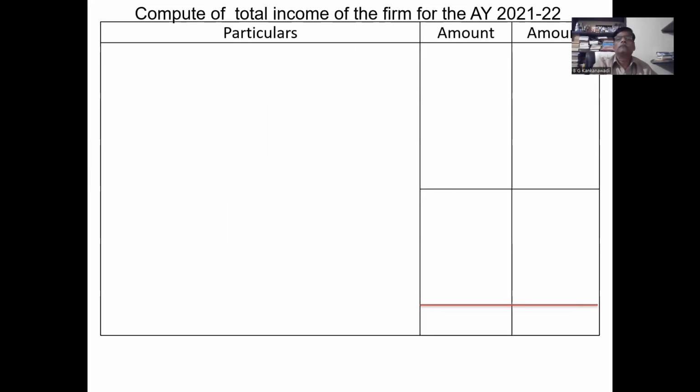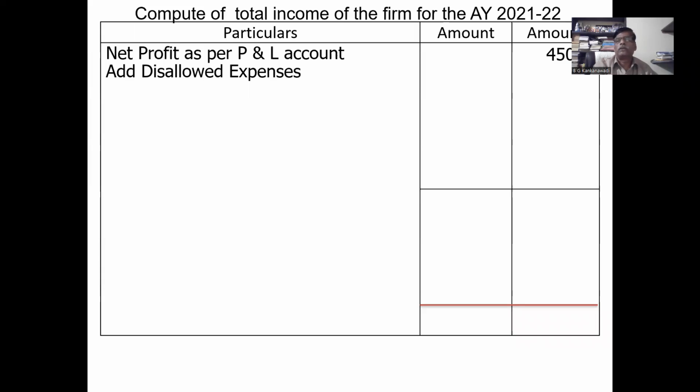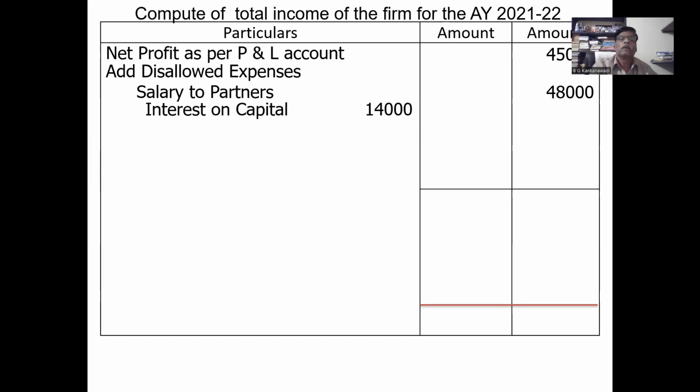Computation of total income. First, you take net profit as per P&L account. Net profit is 45,000. Add disallowed expenses. First is salary to partners, 48,000. First partner, 24,000. Second partner, 24,000.